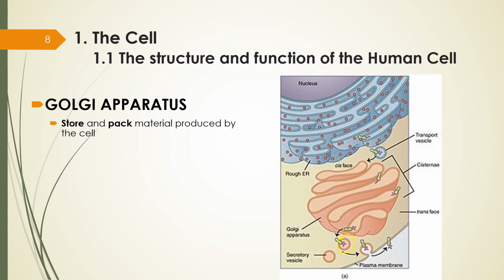From this pack, it transports to outside the cell, okay? So the Golgi apparatus also transports the substance, but from inside the cell to the outside of the cell. The difference in transportation is that the Golgi apparatus transports from inside to outside, and the rough endoplasmic reticulum transports just inside the cell. Okay.